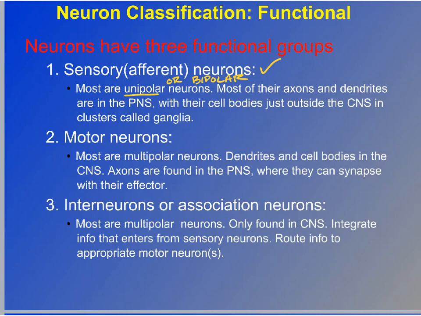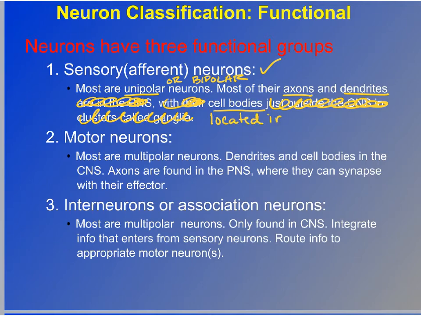So most of their axons, dendrites, and cell bodies are located in the peripheral nervous system. There are some exceptions to this, but this is generally where those neurons are located.